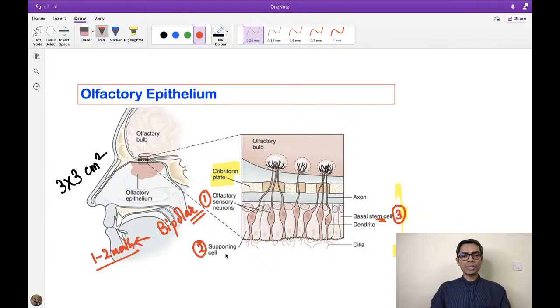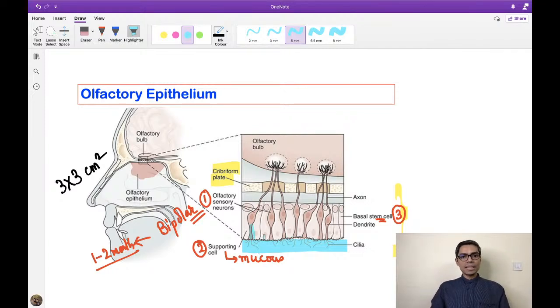And the third one is the supporting cell. The supporting cell is responsible for secretion of mucus. Why is that required? If you look at this bipolar cell, you will find one important thing: the dendrites of this bipolar cell are covered by a mucus layer, and this mucus is secreted by the supporting cell.